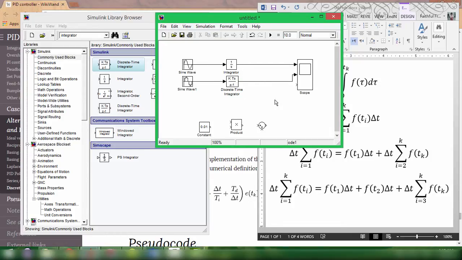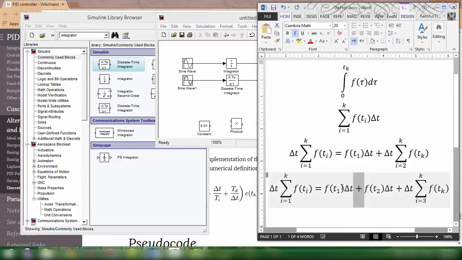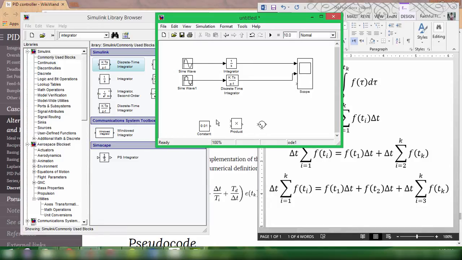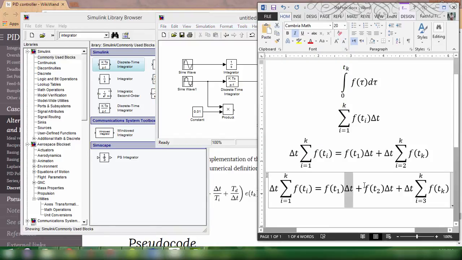Now let's create our own integration. As already discussed, we need to multiply the sample time by the function itself, which is the sine wave. So here is the multiply block. We bring in this connection and multiply it by the sample time constant. This is for a single multiplication.